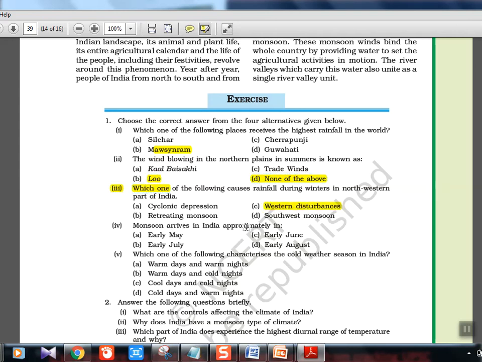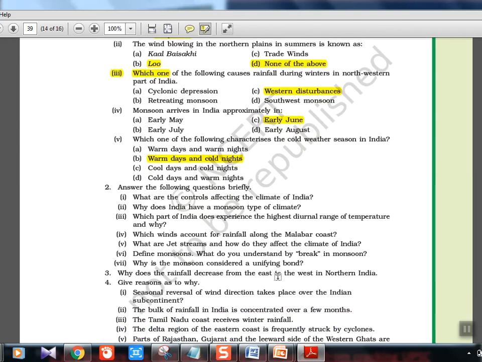Monsoon arrives in India approximately early June. Which one of the following characterizes the cold weather season? Cold weather, I told you, it will be warm day and cold night in India. Okay, they are asking. And these questions also you can go through.